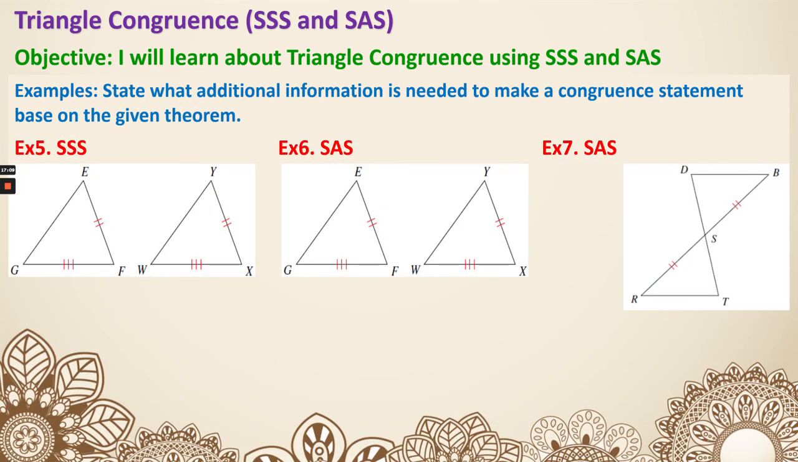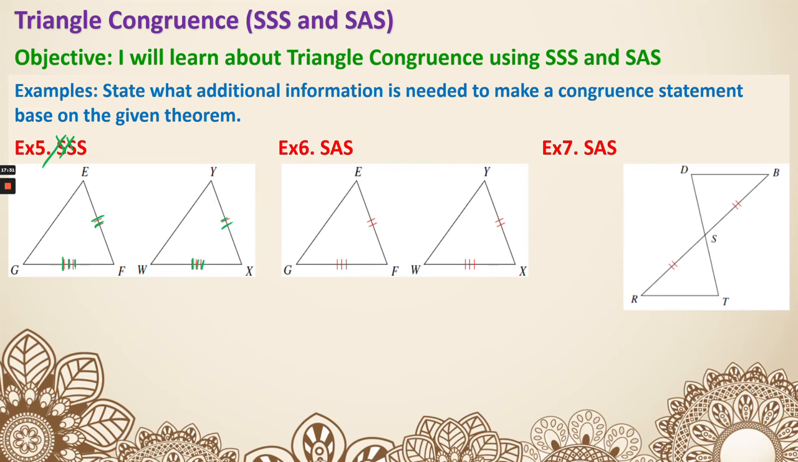Now lastly, example 5, 6, and 7. State what additional information is needed to make a congruence statement based on the given theorem. Example 5. These two sides are corresponding. These two sides are corresponding. So we already have one pair, another pair of sides. We just need a third pair of sides that are corresponding as the additional information.